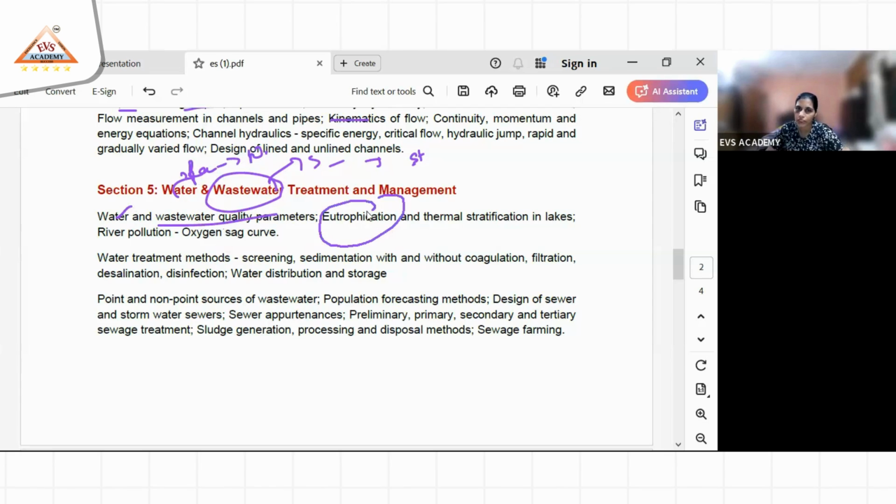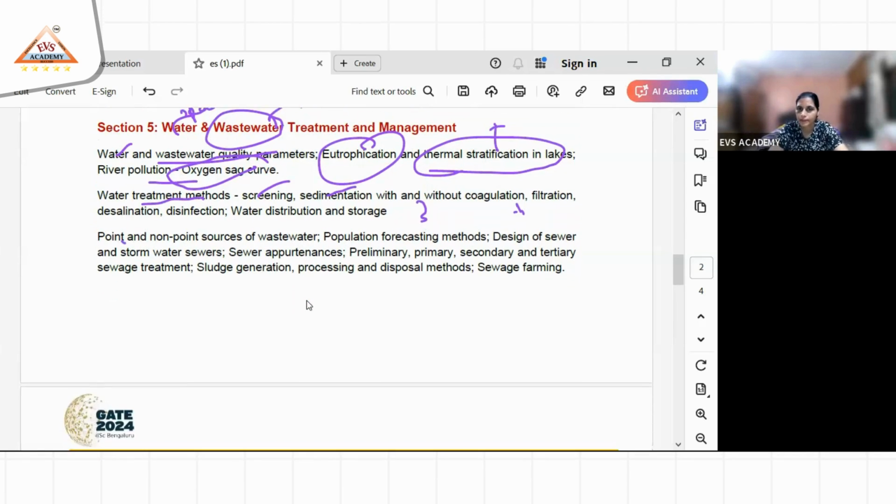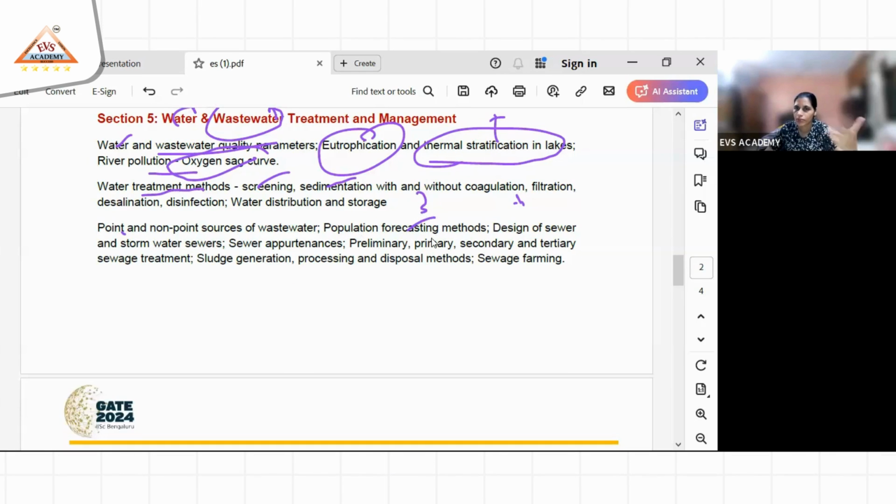Eutrophication, thermal stratification, river pollution, oxygen sag curve, everything. This is the theoretical portion. Water treatment methods: screening, sedimentation with and without coagulation. Again, this is also a theoretical portion. Point and non-point sources of wastewater. Okay, so this is a numerical portion in which you have to forecast the population, because for the proper treatment method for wastewater, you should know how much population is present there, how you can design the sewer and stormwater sewer, appurtenances, preliminary, primary, secondary, tertiary sewage treatment, sludge generation, and all this comes under wastewater treatment.